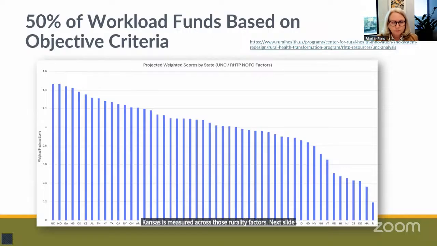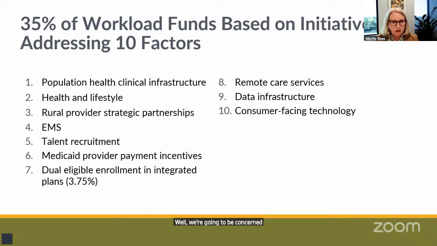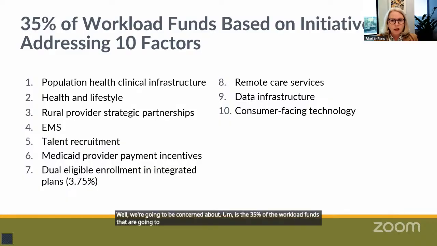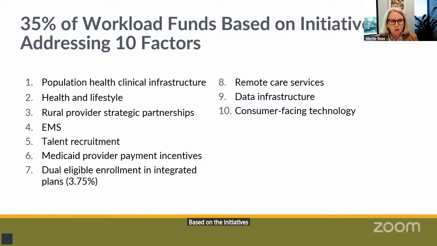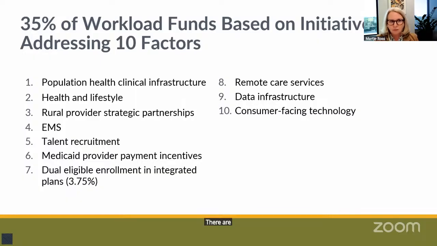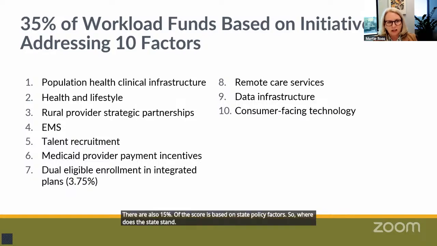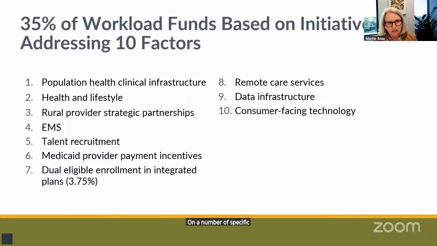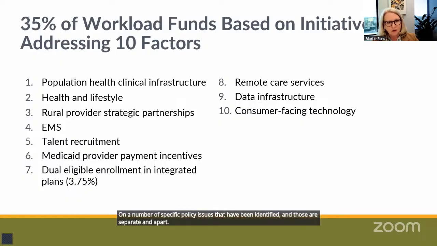Next slide. What we're going to be concerned about is the 35% of the workload funds that are going to be awarded based on the initiatives that are presented in the state plan that address 10 factors that are detailed in the plan. Of course, you're saying, Marty, 50 plus 35 does not equal 100. There are also 15% of the score is based on state policy factors. So where does the state stand on a number of specific policy issues that have been identified? And those are separate and apart from the conversation here.